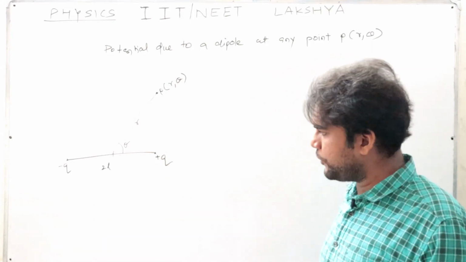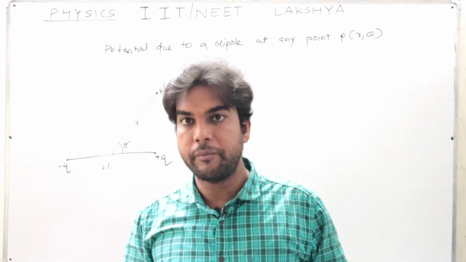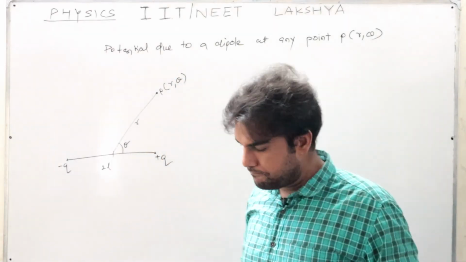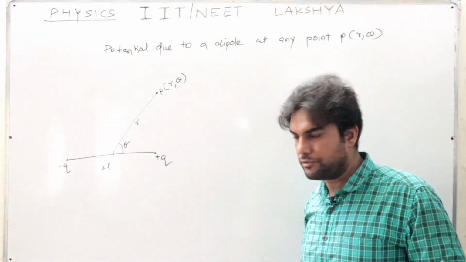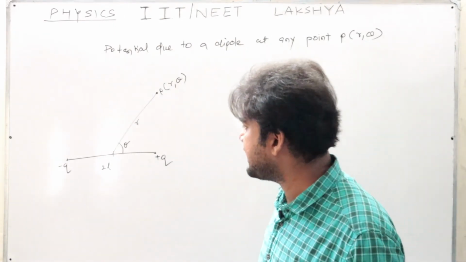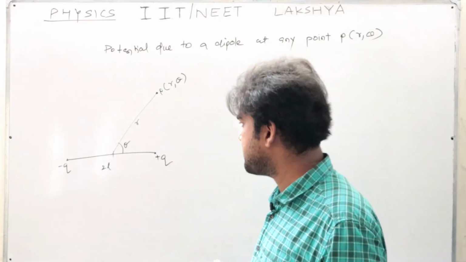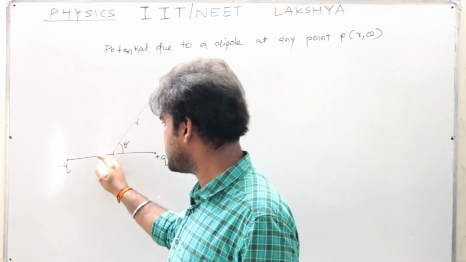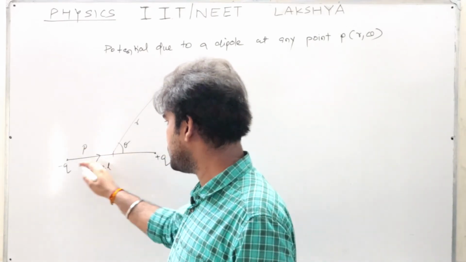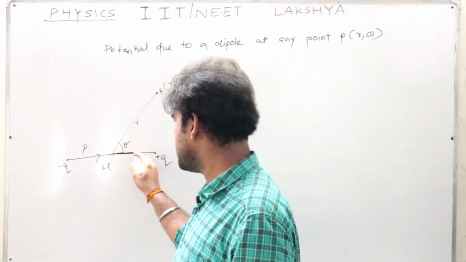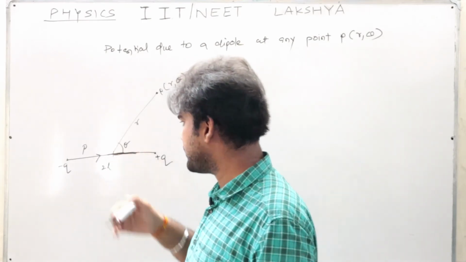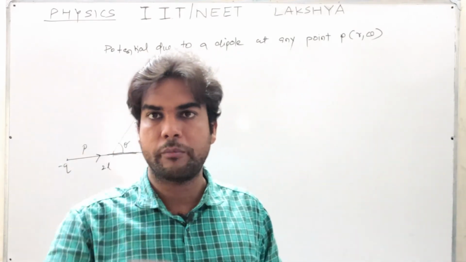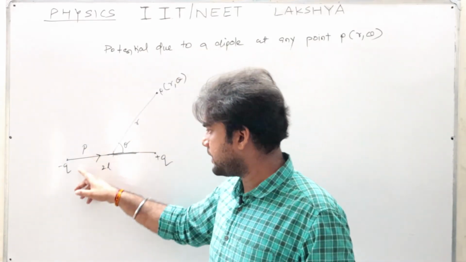For the axial point, we know the formula is Kp by x square. For the equatorial point also we know the formula: the potential becomes 0. But this is neither axial nor equatorial. If you see carefully, this is your dipole direction. This is the direction of your dipole moment P, because I told you the direction of the dipole moment is from the negative charge to the positive charge. So this is your P in this direction.